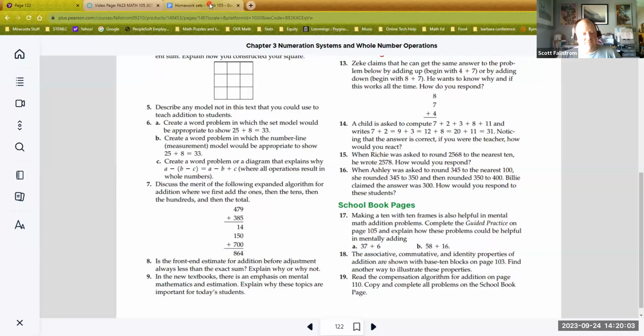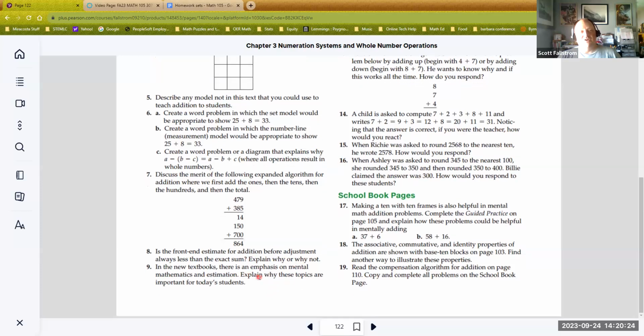Let's see here. That was 7. Was it 9? 9. Okay, 9. In the new textbooks, there's an emphasis on mental mathematics and estimation. Explain why these topics are important for today's students. Yeah. So I've noticed that a lot of future teachers, so this is people coming into the STEM Learning Center over the past few years, they would say, I don't know why I need to know this. I can just put it in a calculator. I can just use a computer. And I won't disagree with that. The arithmetic skill of a calculator is usually above what we do.